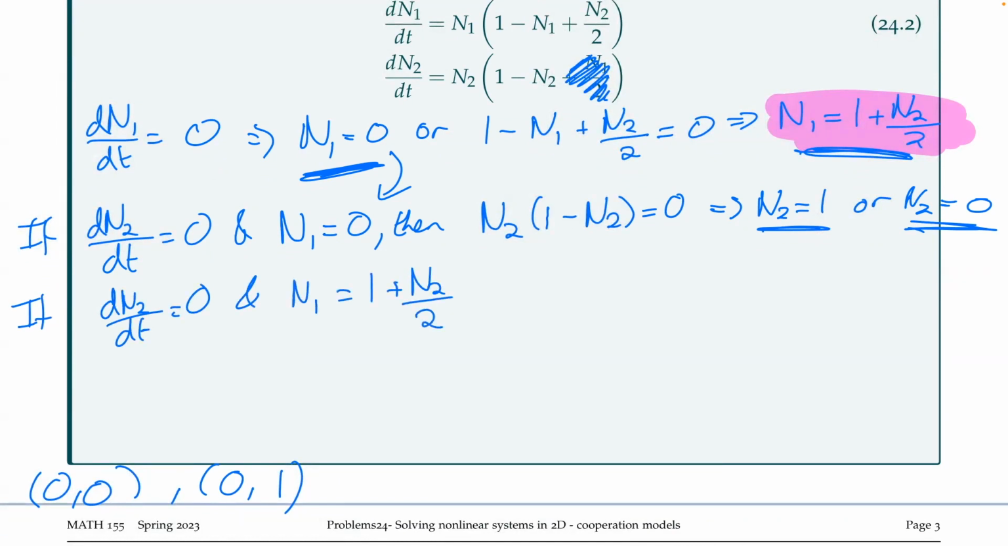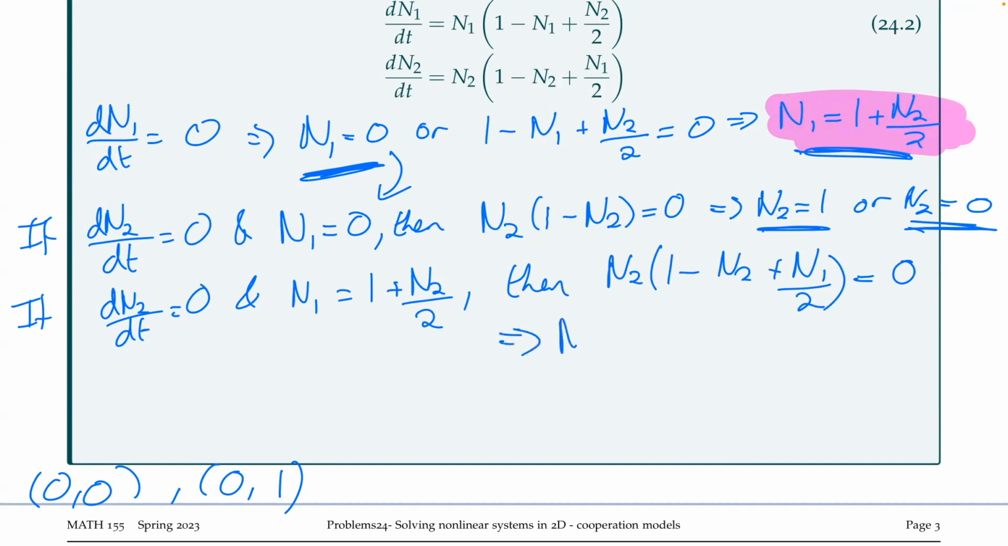over 2, then what do we have? Well, in this case, we need n2 times 1 minus n2 plus n1 over 2 equals 0. That's just the second equation equal to 0. That means that either n2 is equal to 0, or the bit in the brackets, 1 minus n2 plus n1 over 2, is equal to 0.